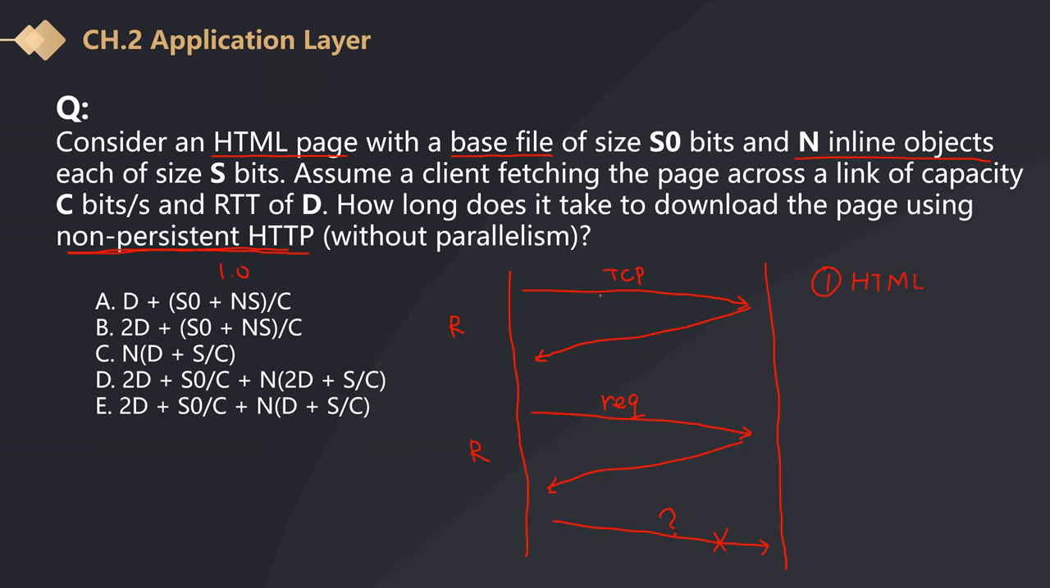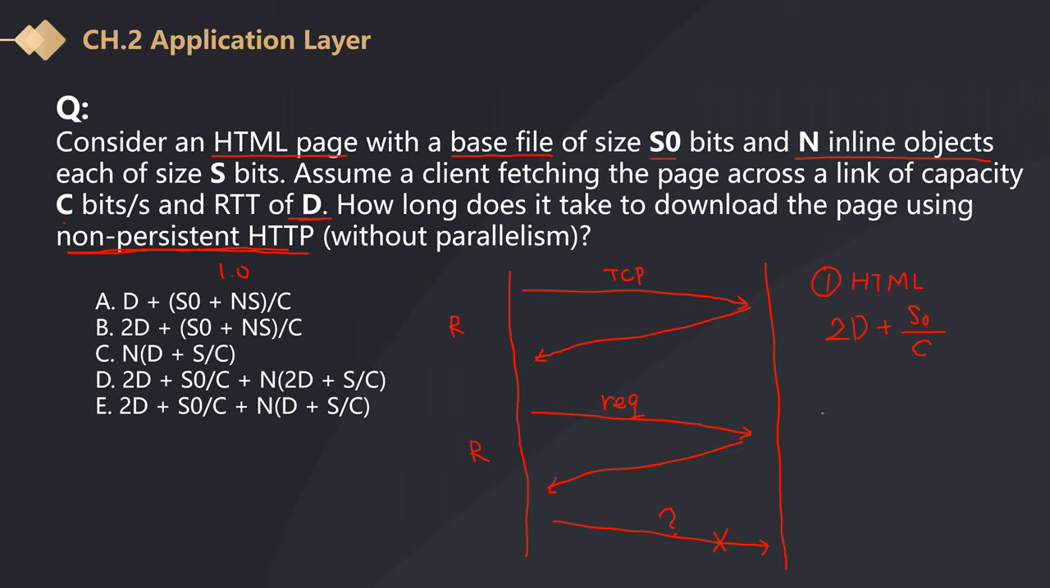It will be 2 RTT, which is 2D, because 1 RTT equals D, right, in here. Plus the size of the file, which is S0, divided by the speed of our internet, which is C.